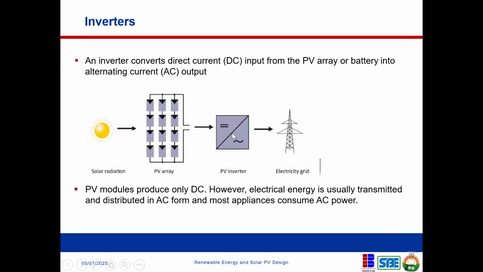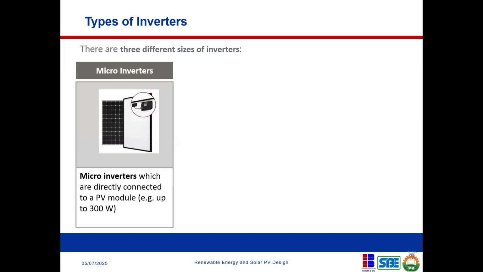You need an inverter to convert it to an AC current, and you can feed it into the grid, or you can use it for your home. So essentially, that's the role of an inverter in a PV system. So we have different types of inverter. There are basically 3 types of inverter.